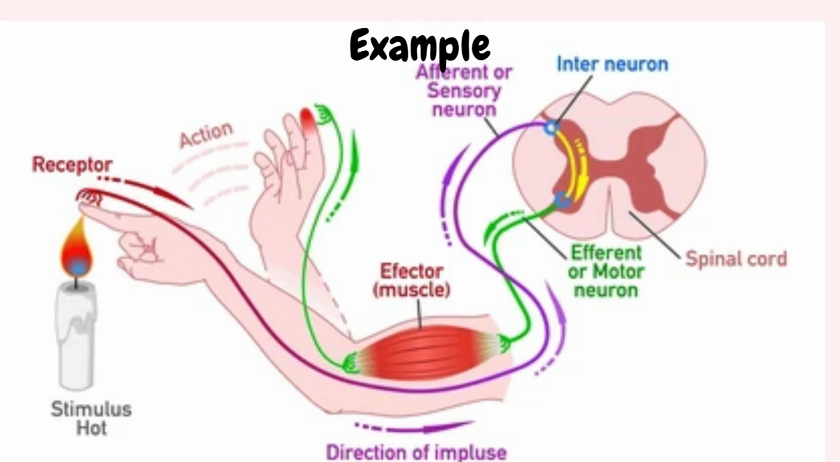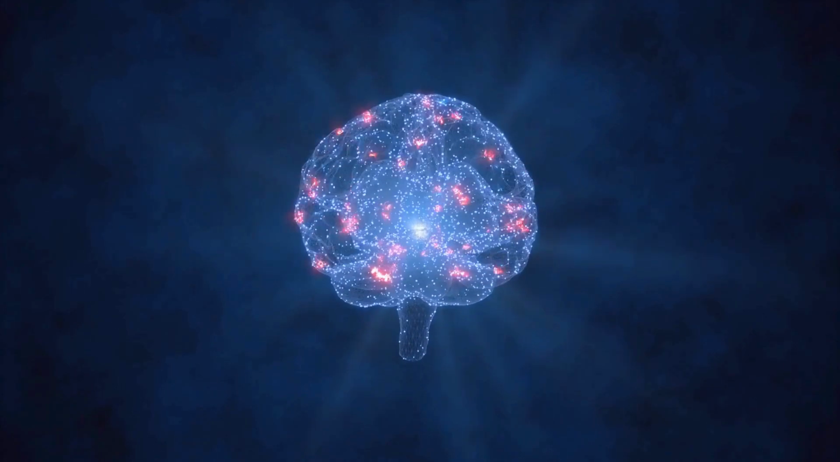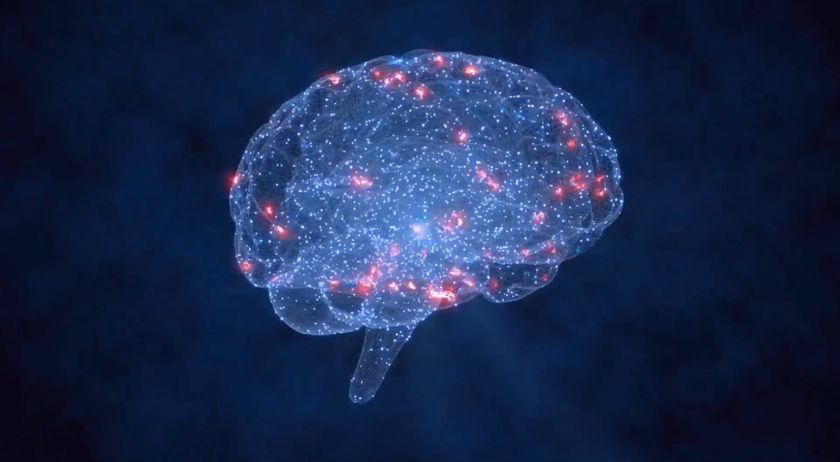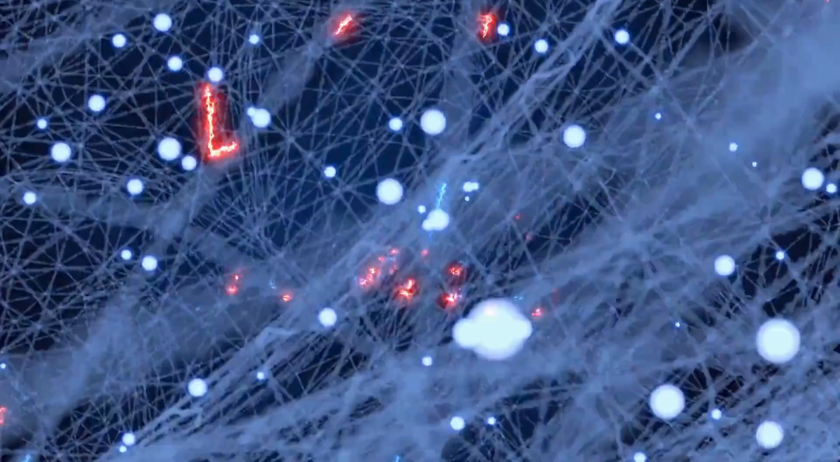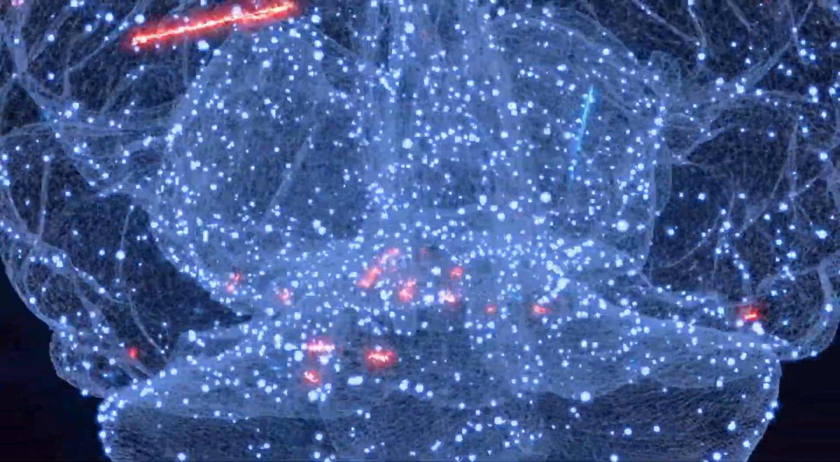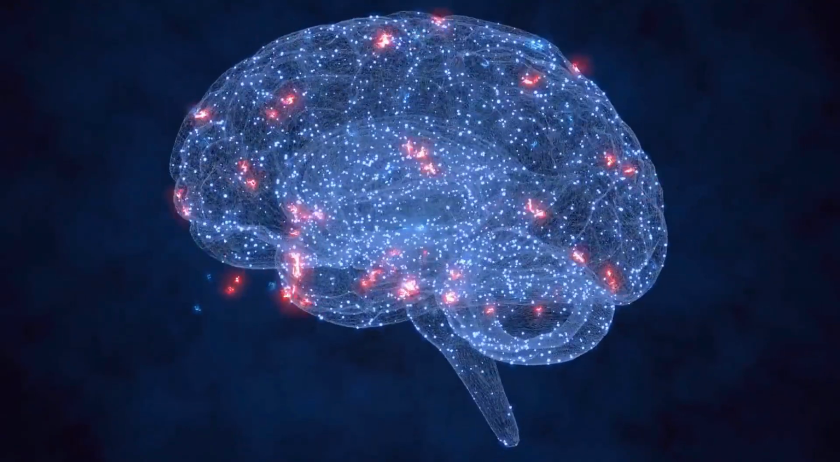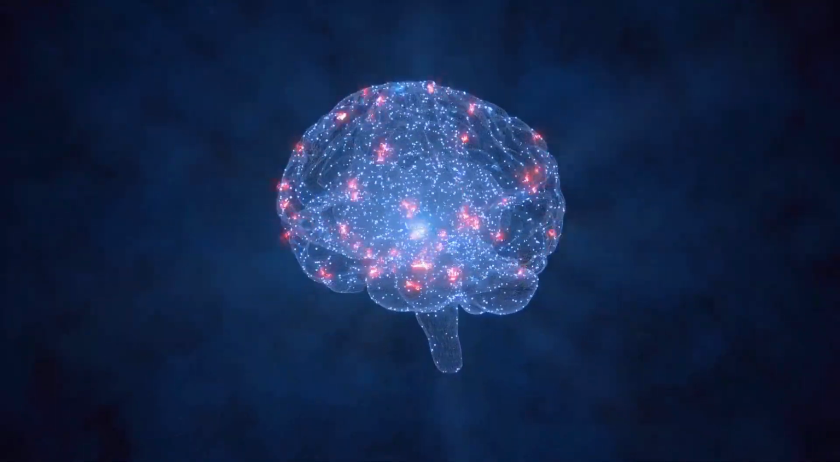On a more complex level, we have a number of networks of interneurons in the brain that are responsible for higher order functions like thought, memory, and language. So basically, every sensation, every movement, every thought is a result of a complex interplay of neurons.